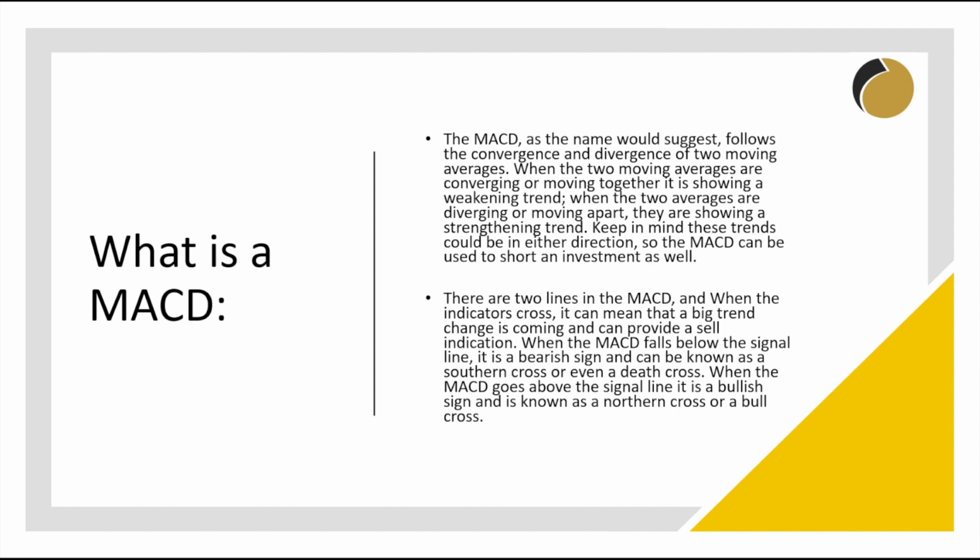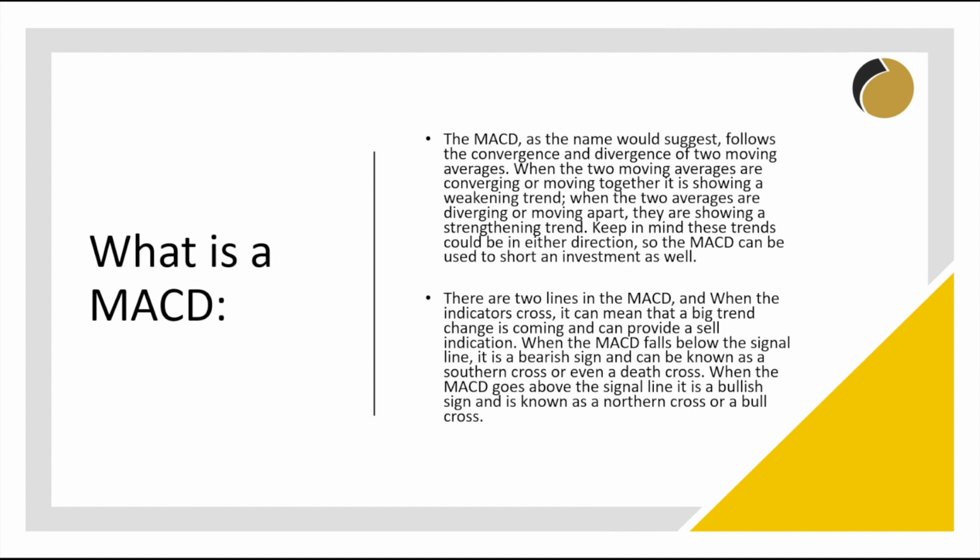So what is a MACD? Well, as the name would suggest, it follows the convergence and divergence of two moving averages. When the two moving averages are converging or moving together, it's showing a weakening trend. When the two averages are diverging or moving apart, it's showing a strengthening trend. Now keep in mind that these trends could go in either direction, so the MACD can be used to either go long an investment or go short.